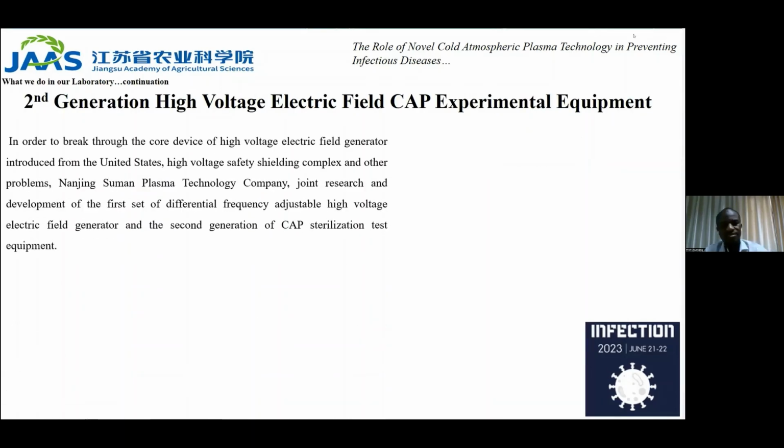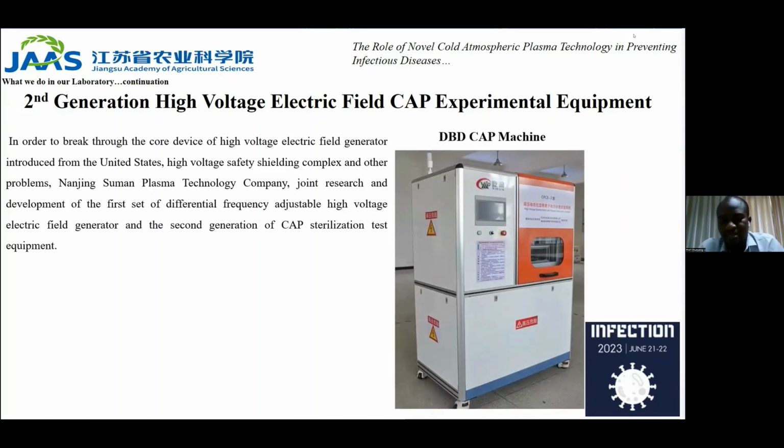This is a second generation cold atmospheric plasma equipment. In order to break through the core device of the high voltage electric field generator introduced from the United States, the high voltage safety shielding complex, and other problems, a Nigerian technology company, in collaboration with our lab, developed the first set of differential frequency adjustable high voltage cold atmospheric plasma as the second generation CAP system. Here is a picture of the second generation CAP device we developed with the help of a Nigerian plasma technology company.